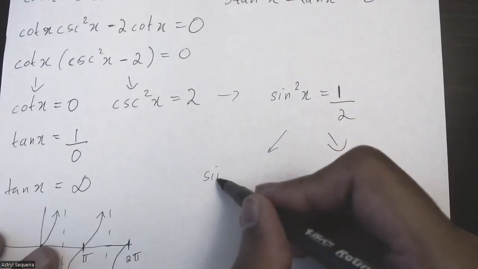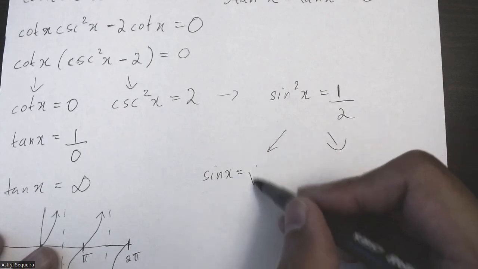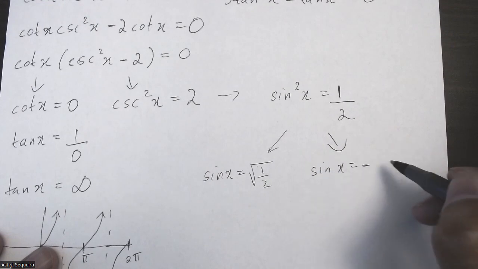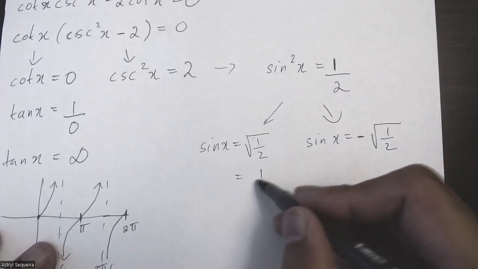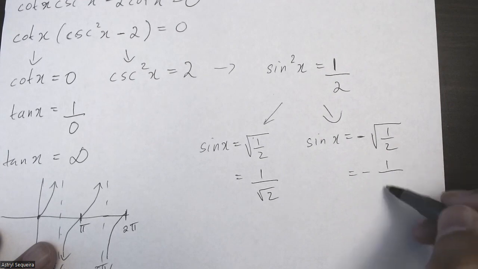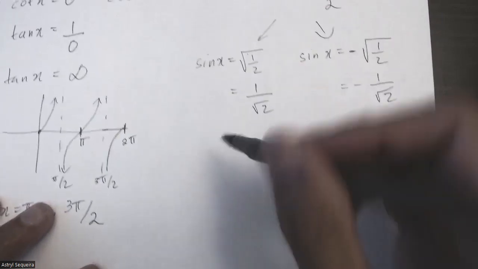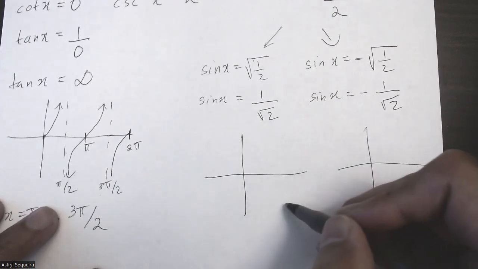The first equation is going to be positive, so sine x equals positive root 1 over 2, and over here sine x equals negative root 1 over 2. And if you don't have a calculator, you can simplify this to 1 over root 2, and this one is negative 1 over root 2, so then you can use special triangles as well if you want. Now we're going to solve these using our CAST rule, the CAST rule for each one.